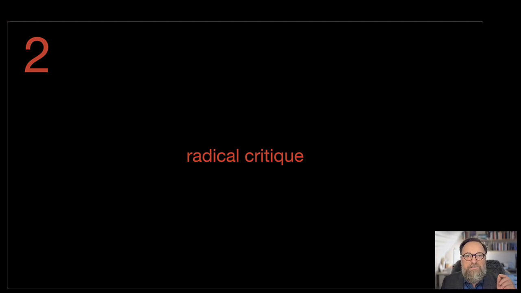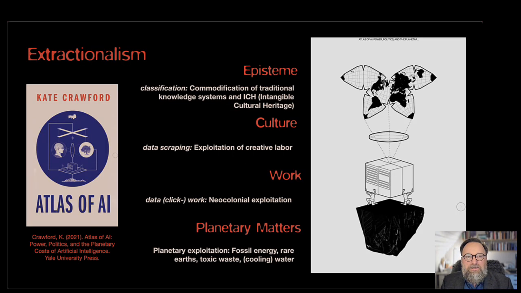Now, second part is radical critique. And here I relate to Kate Crawford. She's a senior principal researcher with Microsoft Research, interestingly. And she's one of the really deep critics of AI technologies, co-founder of the AI Now Institute, and wrote this important book, Atlas of AI. It's a kind of misleading title, I think, it's more a geology of AI.